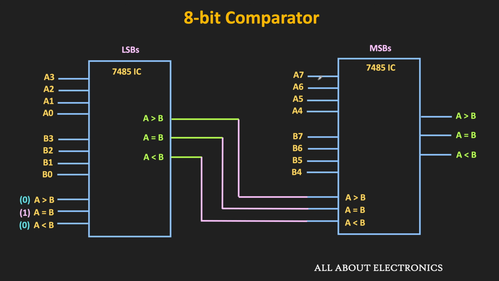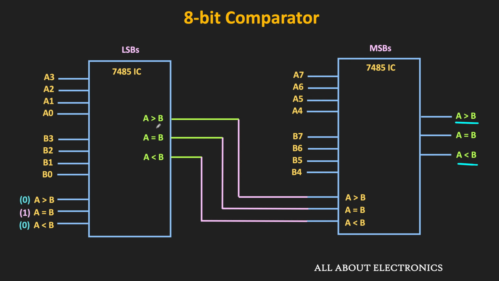Whenever the bits A7, A6, A5 and A4 are greater than B7, B6, B5 and B4, then the A greater than B output of the MSB IC will become high. On the other hand, if the MSBs of the number A are less than those of the number B, then the A less than B output will become high. But suppose the MSBs of both numbers are equal. In that case, this IC will look at these 3 inputs. Or in other words, it will look at the output of the LSB IC.